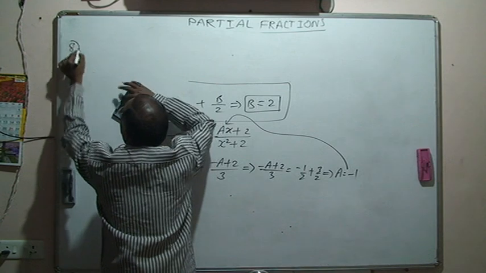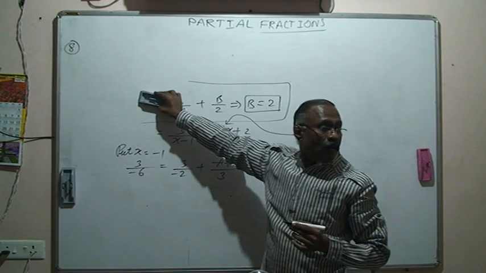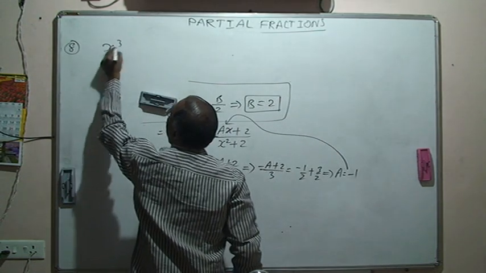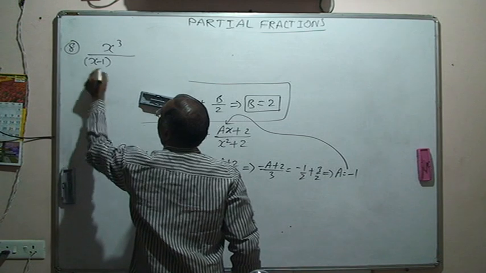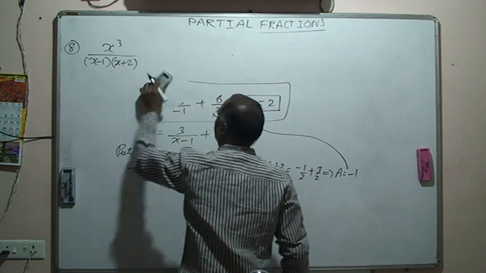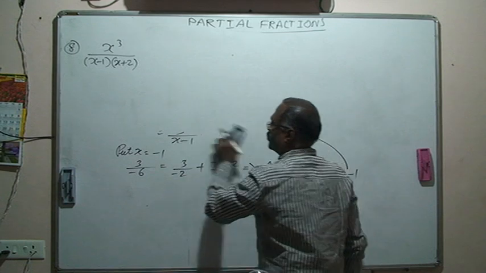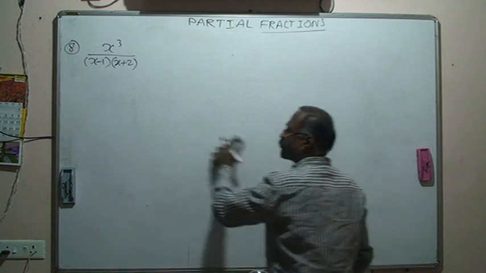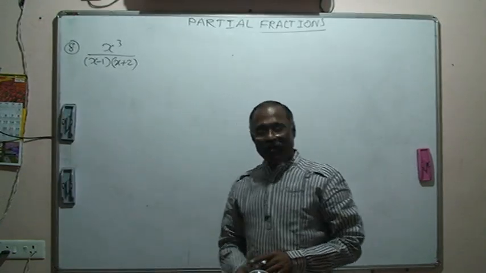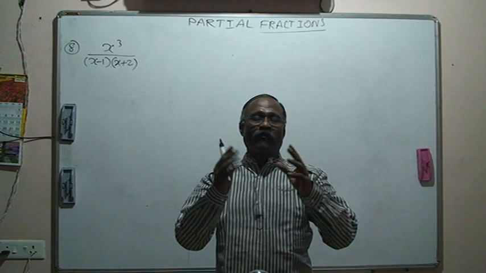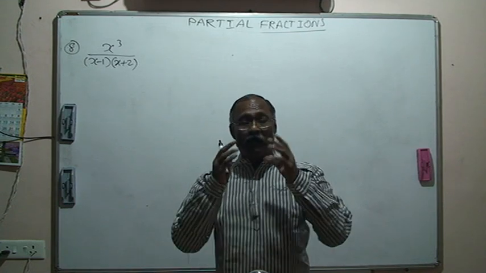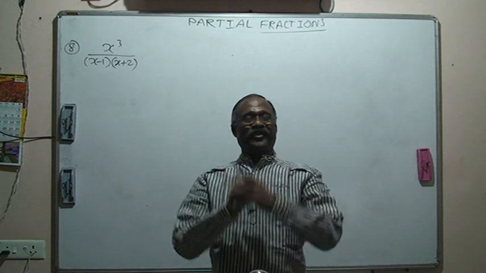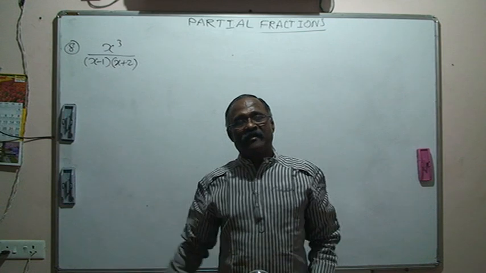Next problem is x cube divided by x minus 1 times x plus 2. This is of a different model. Why? A very important thing to be observed here. What are the methods we follow for partial fractions? We apply those methods only to proper fractions, not to improper fractions.